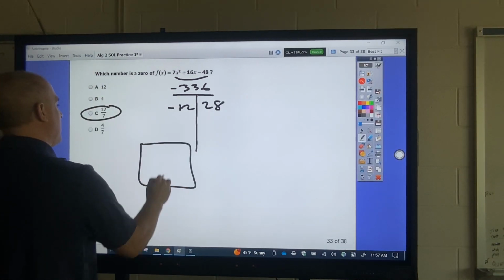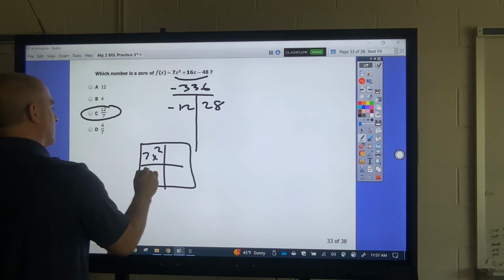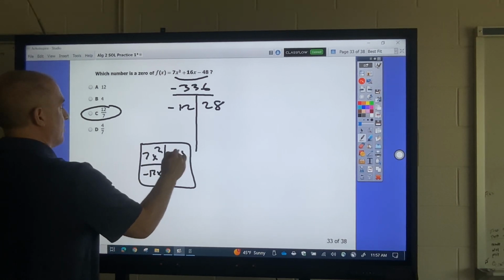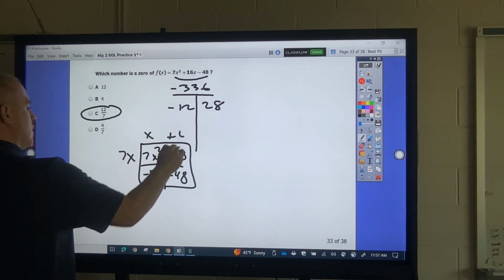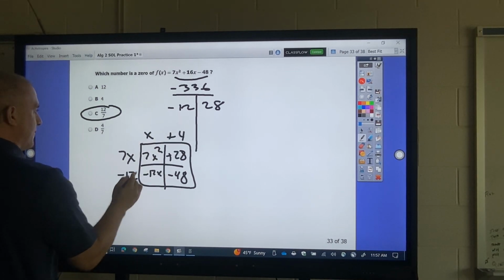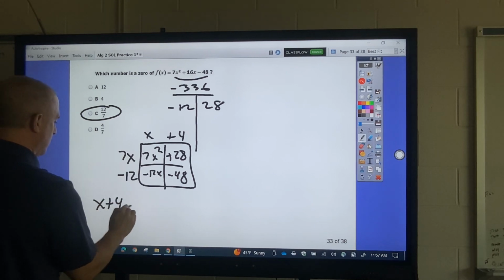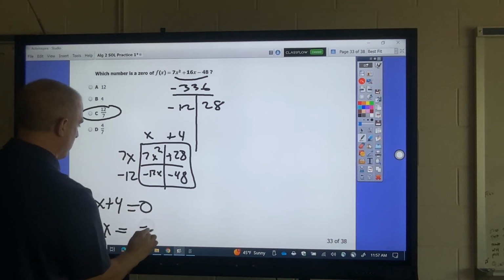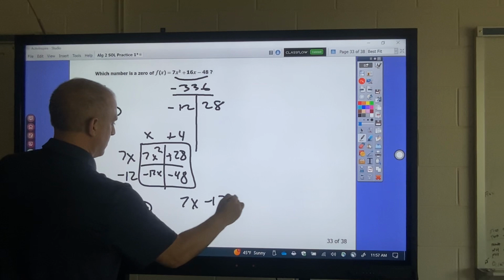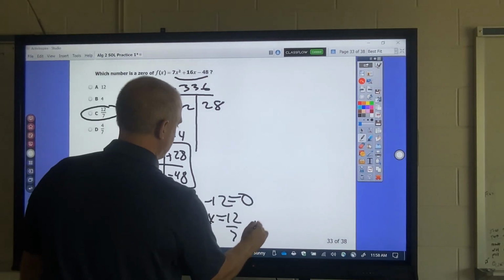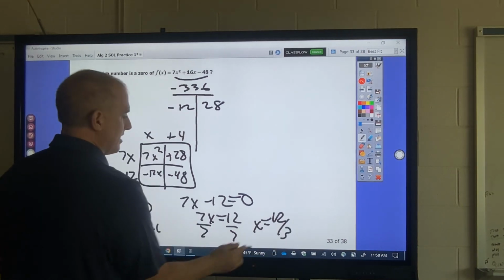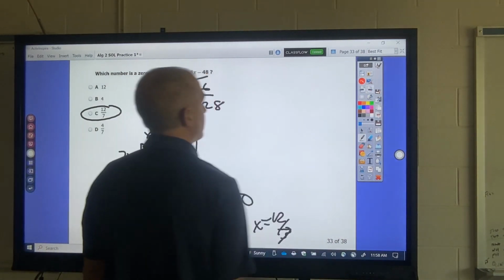So if you did the box, this is just another way to do the same problem. That'd be 7x, x, 4, x minus 12. And if you solved each of these, that's x equals negative 4. That's 7x equals 12, so x equals 12 divided by 7. Okay, so 2 ways to get it. I think graphing it probably is easier.